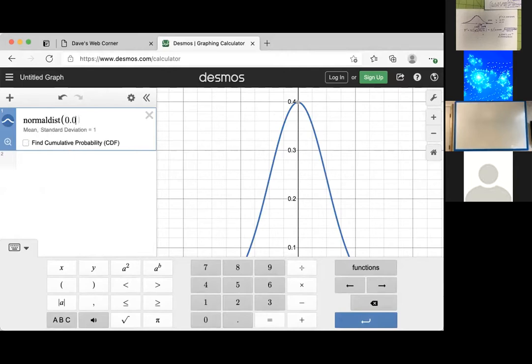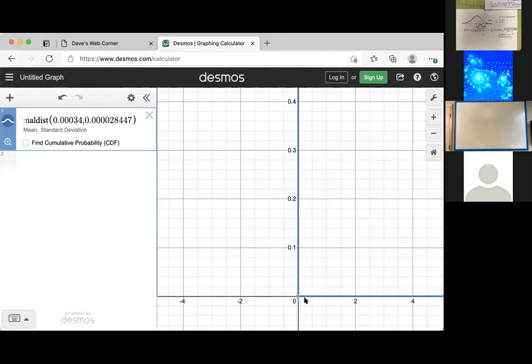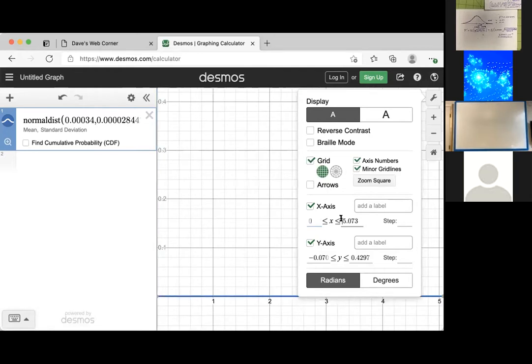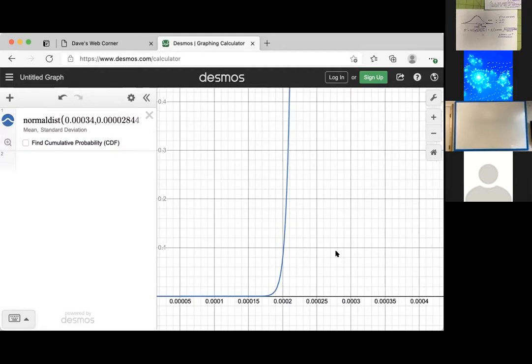Our mean was 0.00034. Our standard deviation was 0.000028447. Let's see what the graph looks like. This graph looks crazily small, right? Well, that's because I've got to find the right scale. So I've got to be around 34 here. And my paper says around from 34 to 40. Let's set this x-axis from 0 to 0.00042.